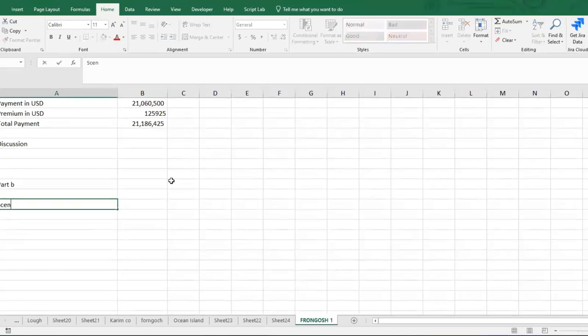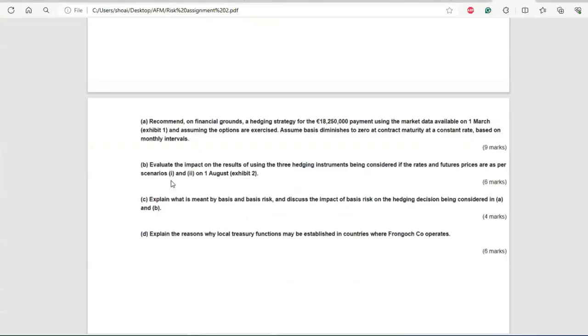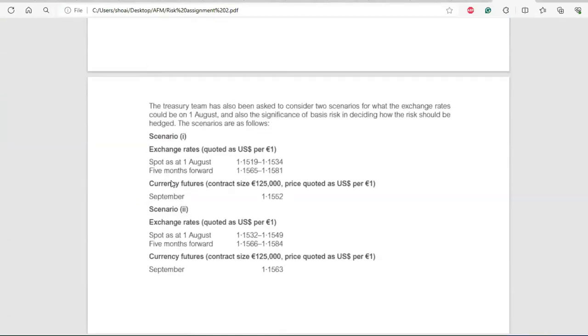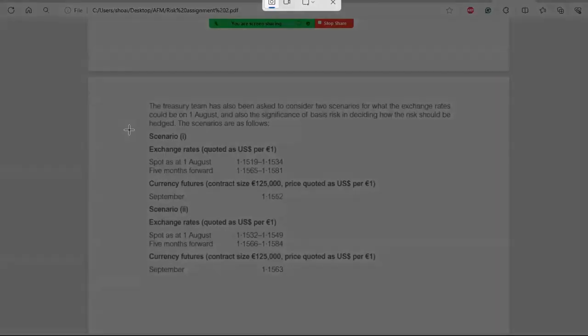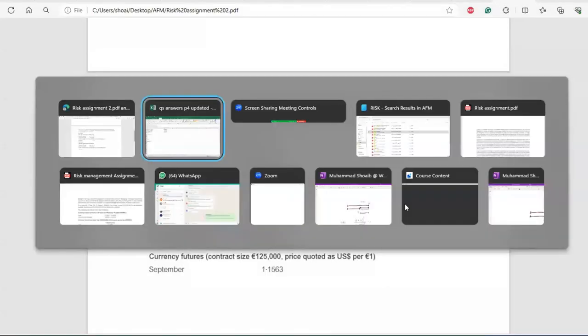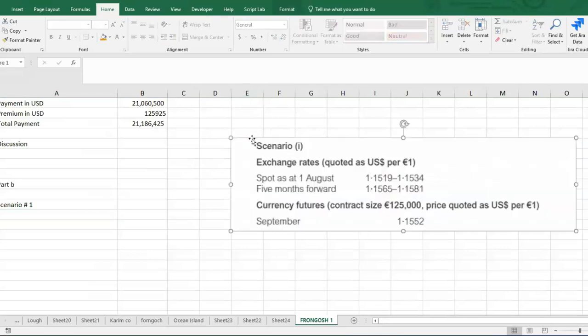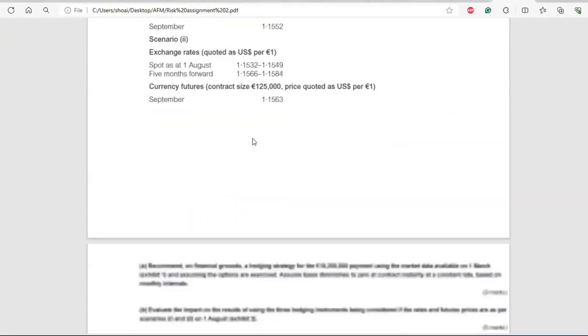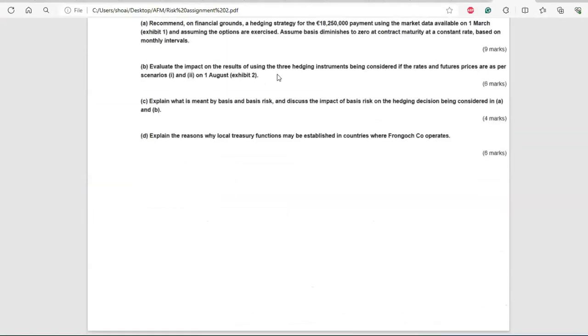Okay, let's assume scenario number 1. What is the scenario number 1? Let's go to the above case. So I'm just copying it. Okay, in scenario number 1 on 1st August, spot rate would be this, 5-month forward would be this, and currency future would be this. And what is the question? Evaluate the impact on the result.